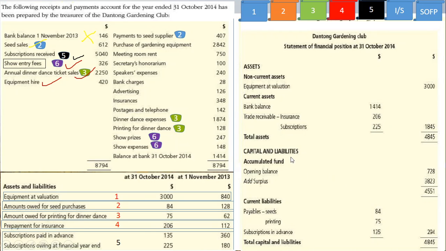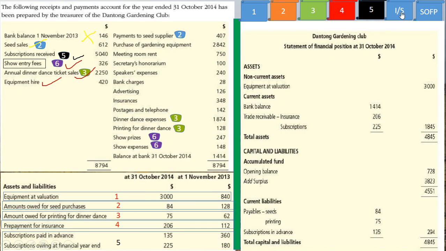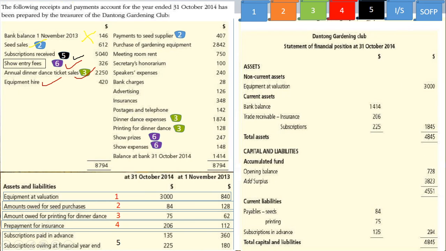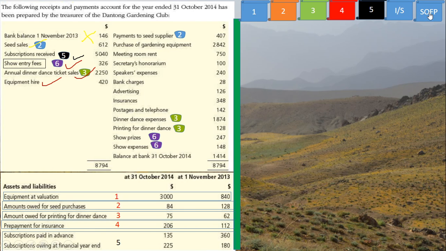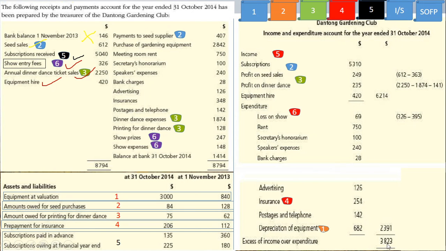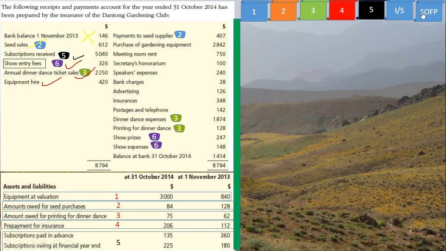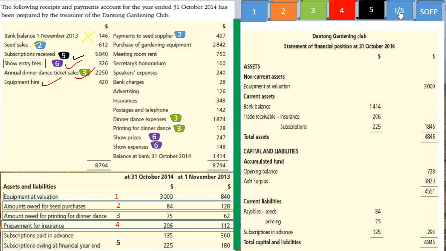Then in capital and liabilities, first thing we put the accumulated fund. So accumulated fund opening balance 728. That's from your step 1. If you see your step 1 answer is 728. So you got this. Add surplus. That's from your income and expenditure statement. If you see, the surplus is 3823. Here's the 3823. So you add these two up, you get 4551 as your capital.